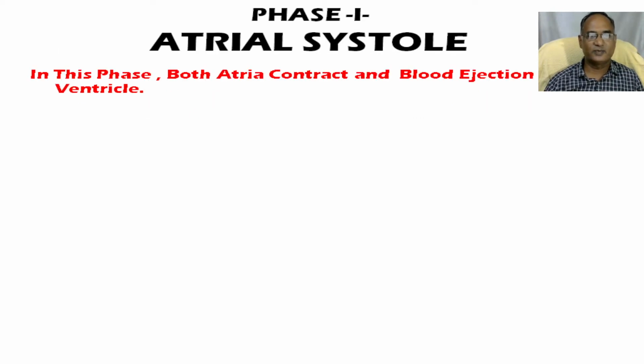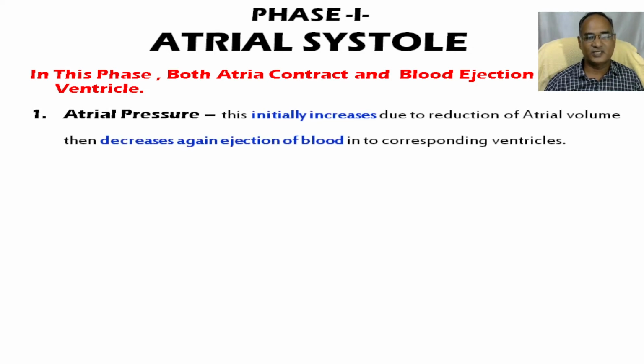So in the first phase, both atria contract and eject the blood into the ventricle. This is atrial systole, phase one. And we are talking about atrial pressure in the left and right chambers. Initially it increases due to reduction of atrial volume, and then the blood is ejected into the corresponding ventricles, so that pressure will decrease.